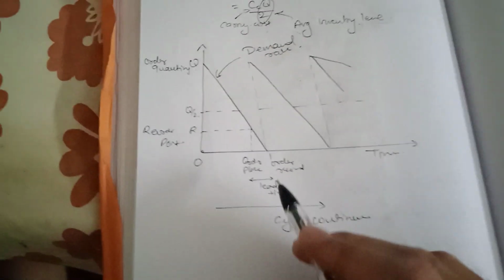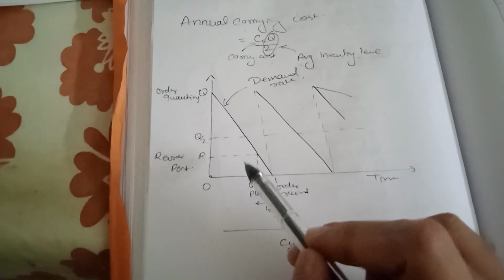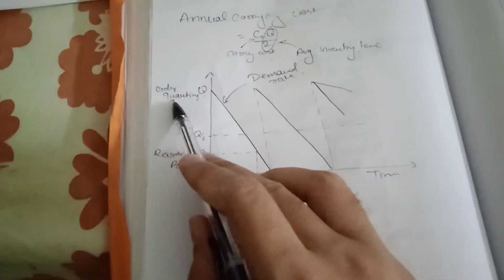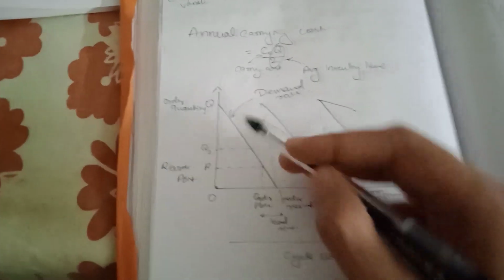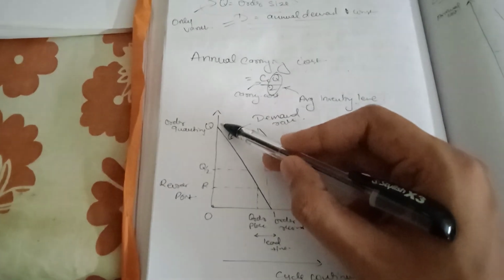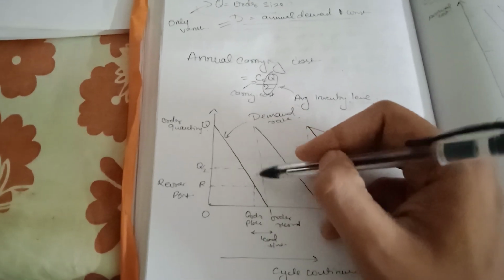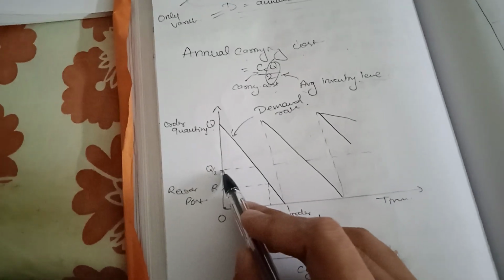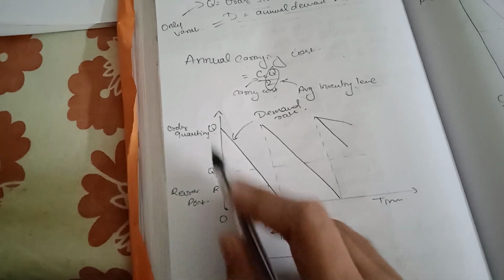If we put all these three indices together, we get this kind of graph. Here the x-axis is time and the y-axis is quantity. This is the order quantity, this is Q by 2, the average quantity, and this is the reorder point. When we sell the product, after receiving it, the quantity we have in inventory decreases at a constant rate. That is a good thing, as it shows you are getting the profit. Here it reaches Q by 2, half of the inventory sold.